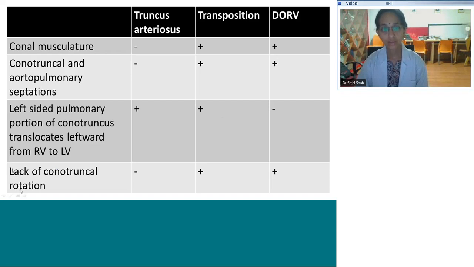And that conotruncal rotation is not there in truncus because there is no septum, but the conotruncal rotation does not happen in transposition and DORV, and in truncus arteriosus anyway we don't have a septum to rotate. So these are a few interesting facts which say how these three things are so different in spite of all being in the conotruncal malformation spectrum.